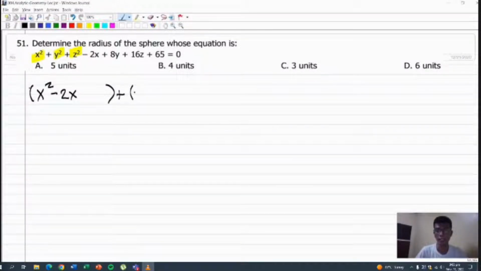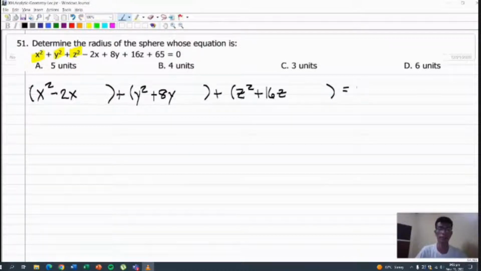Pangalawa, para kay y, si y square may kasamang positive 8y. So, ito yung i-complete natin. And pangatlo, si z square naman ay mayroong kasamang positive 16z. And then, the constant positive 65 ay magiging negative 65 lang kasi lilipat na siya sa right side. So, i-complete natin yung tatlong square.